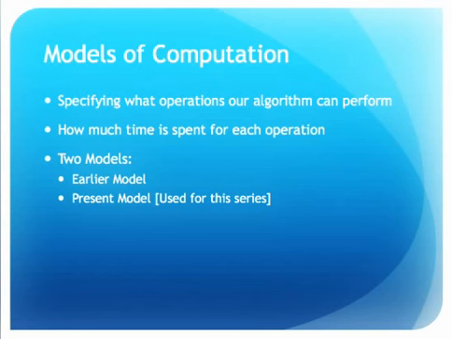And what is that? What is a model of computation? So there are two things we need to do in models of computation. Specifying what operations our algorithm can perform. There's a specific set of operations that your algorithm can do. Some may take too much time; they're too costly.